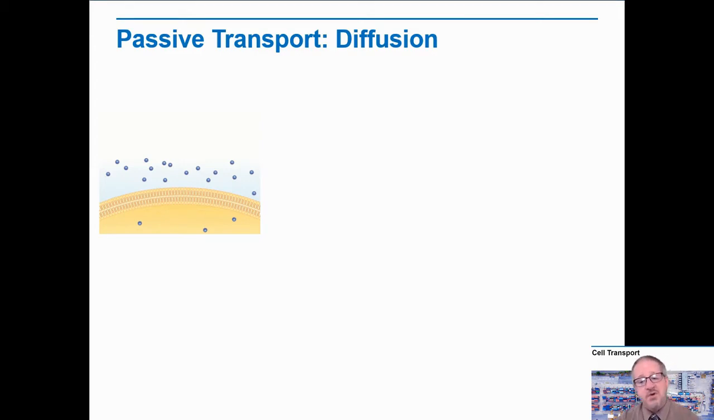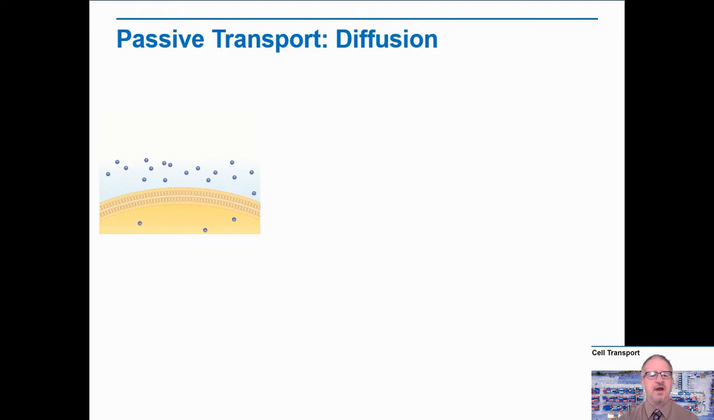So it's diffusion that is the driving force behind the movement of many substances across the cell membrane. In fact, some materials like oxygen diffuse across the cell membrane without using any energy at all, but other materials would actually require energy in order to pass through.